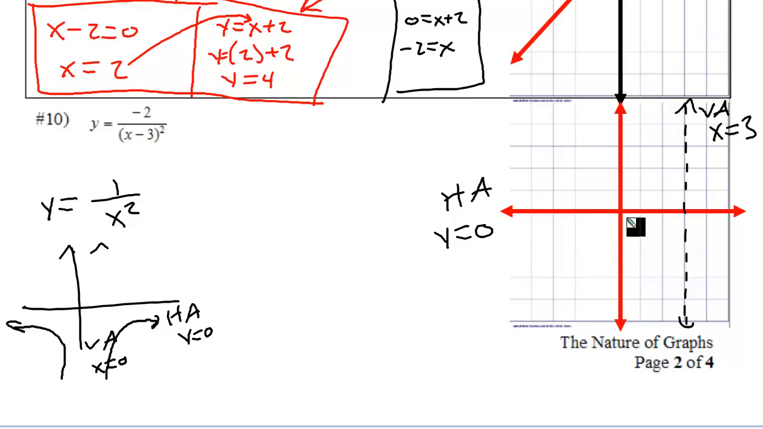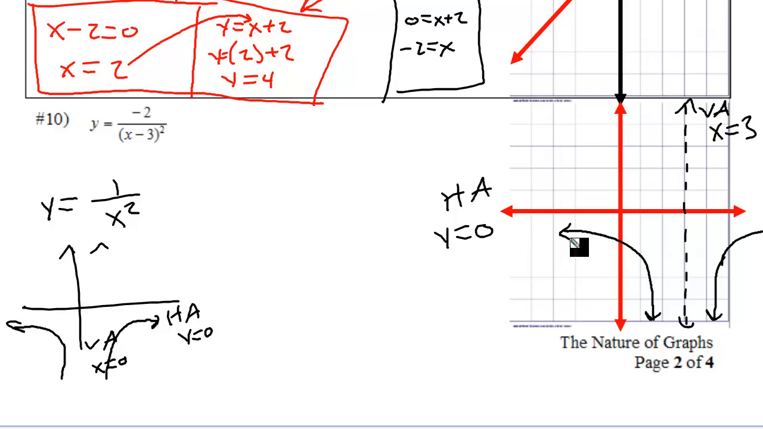My curves take a little bit longer to get to the axes than the parent, so I'm drawing it away from it. And they are below the x-axis because it was reflected because of that negative. That's what the graph looks like. Easy peasy.